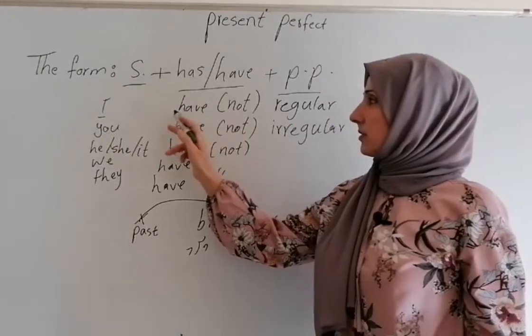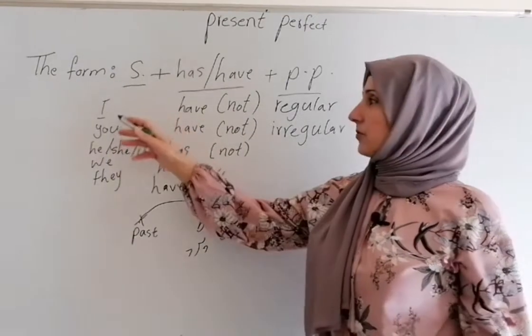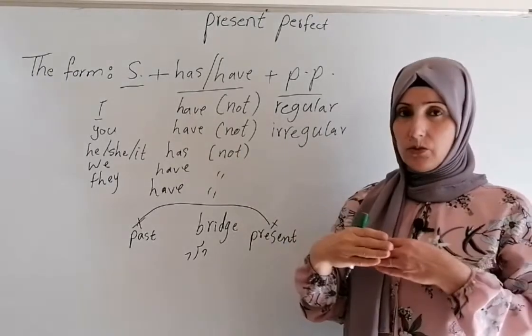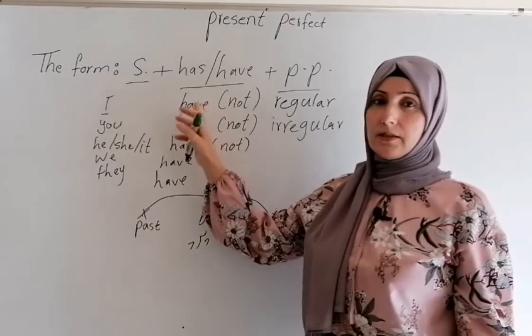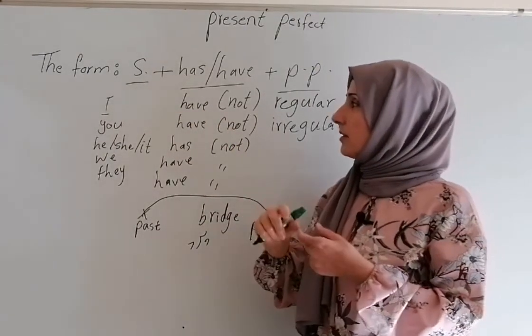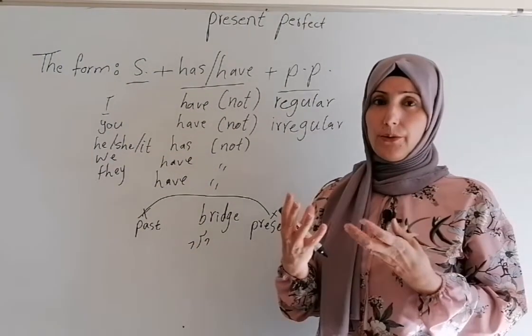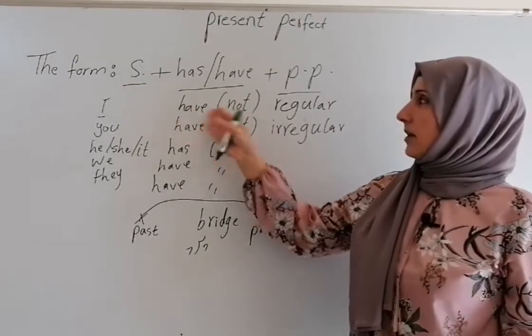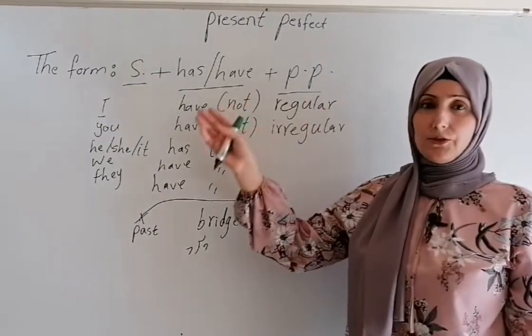For example, when you say I have, it becomes I've. Contract means to shorten it. So here this is unstressed. I've studied English, for example.